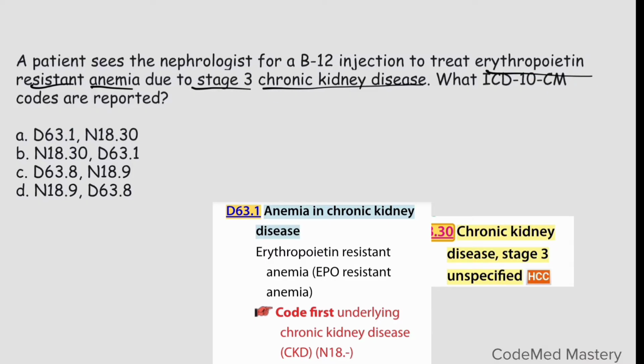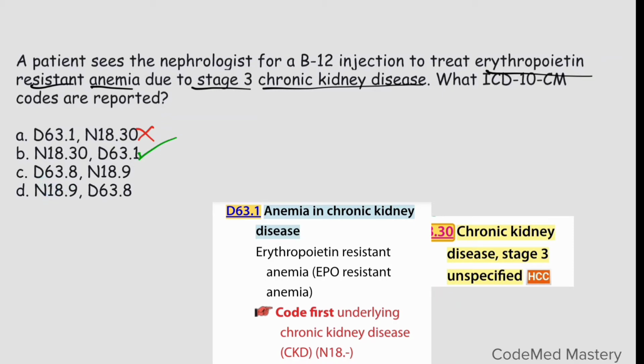And they have mentioned code first underlying chronic kidney disease. That is the code from range N18. N18.30 is for chronic kidney disease stage 3 unspecified. So according to the guideline, we have to code first chronic kidney disease. But in option A, they have coded anemia in chronic kidney disease first. So we'll eliminate option A because the sequencing is wrong. In option B, the sequencing is correct. That is N18.30 is the first code, D63.1 is the second code. So option B is the right answer.